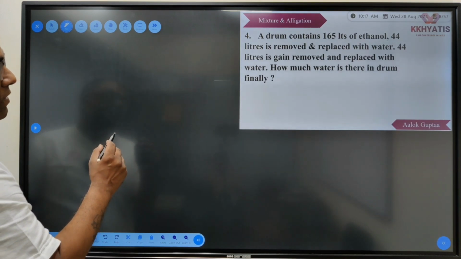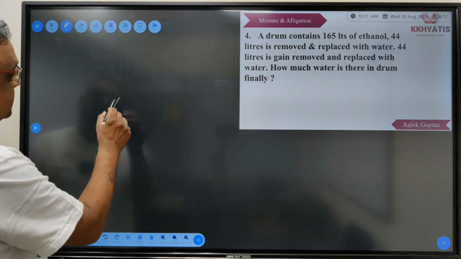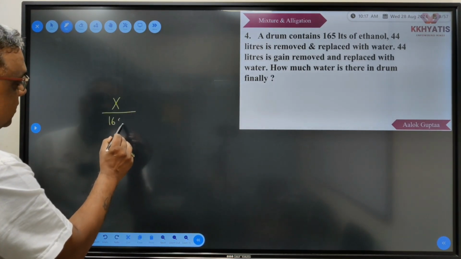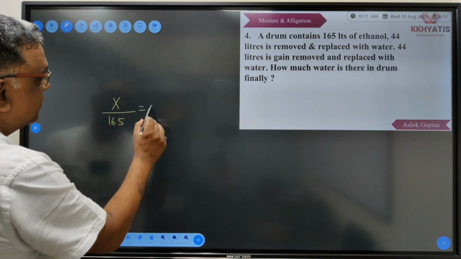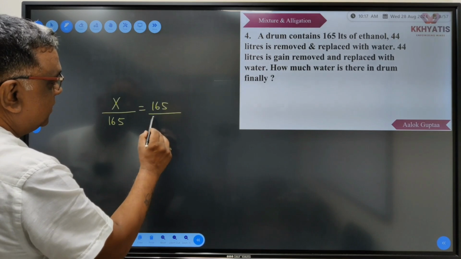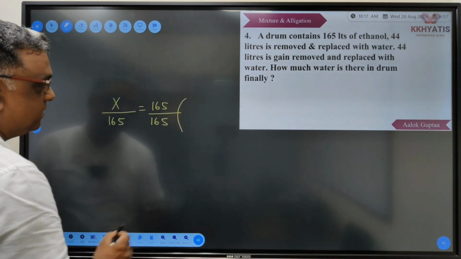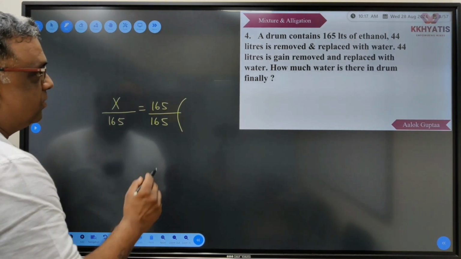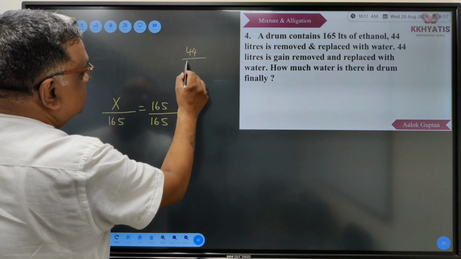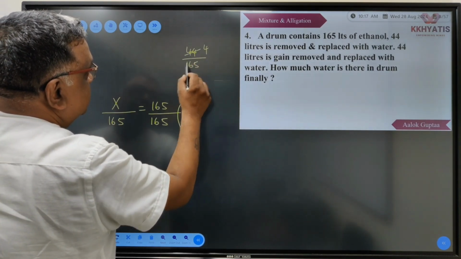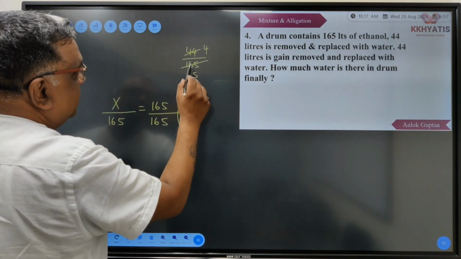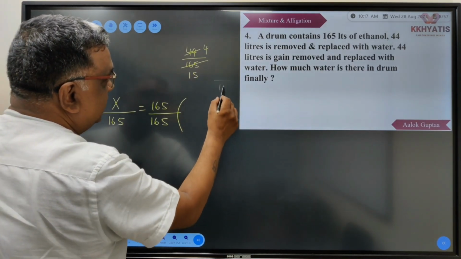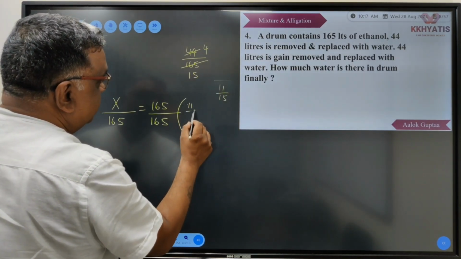So final quantity of ethanol left, let us say it is X. X is the final quantity of ethanol left. Total final quantity will be 165 only. And initial quantity of ethanol was 165 and total initial quantity also was 165. I am applying the same formula. And it is being replaced with 44 liters. So 44 is how much of 165? 11 fours are 44, 11 fives are 165. It is 4/15th. So which means the balance, that is the fraction that is left out, would be 11 upon 15. So it will be 11 upon 15.